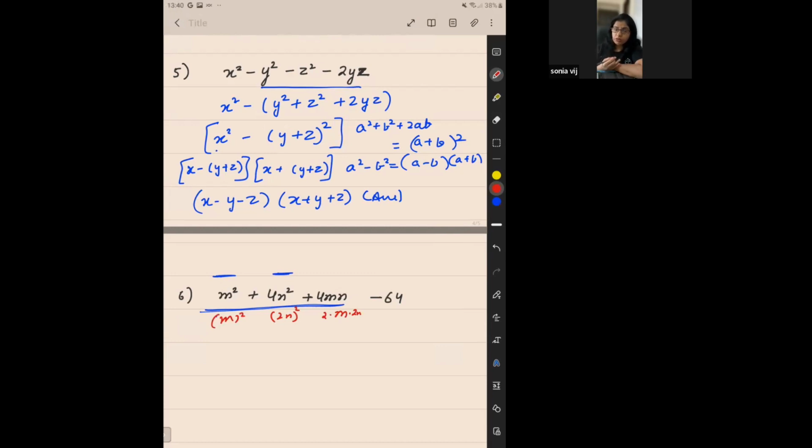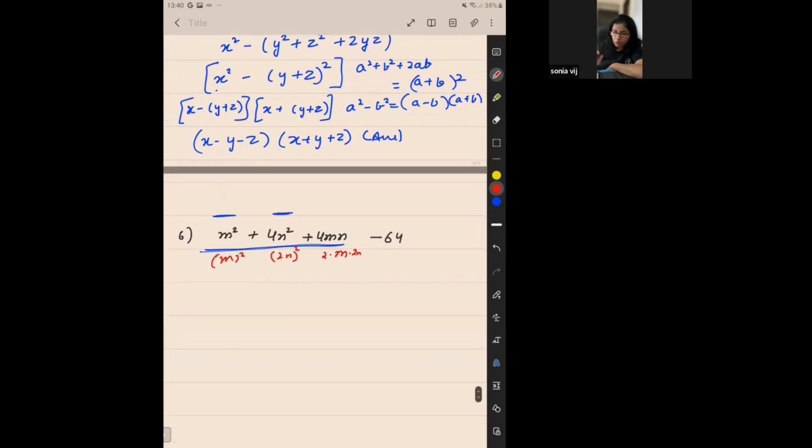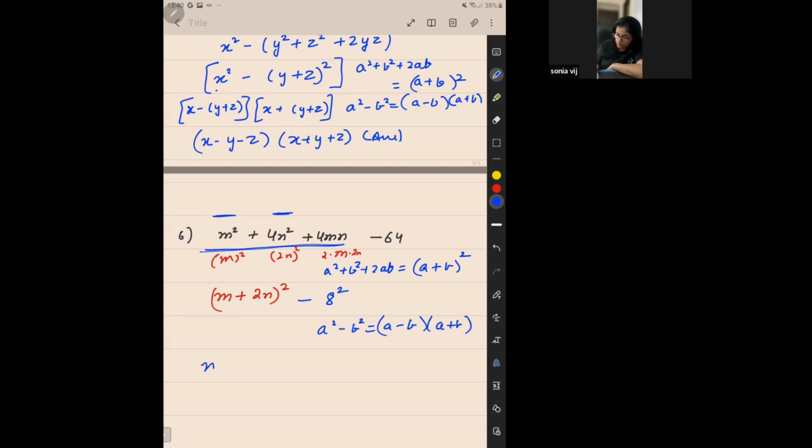When you solve many questions, on seeing the question only you will understand that this identity will be applied here. The rule is there should be square terms. So we have m plus 2n whole square. Identity used here is a square plus b square plus 2ab is equal to a plus b whole square minus 8 square. Again the identity is there, a square minus b square, a minus b, a plus b. So this becomes m plus 2n minus 8, m plus 2n plus 8.